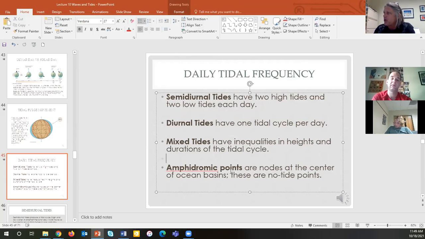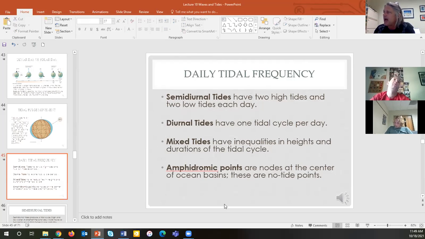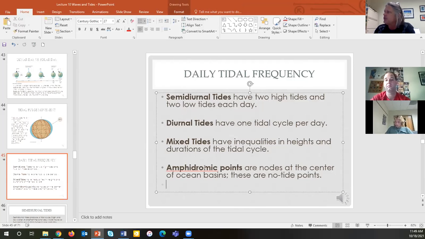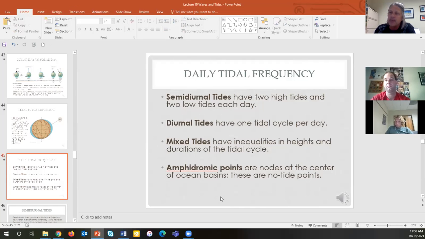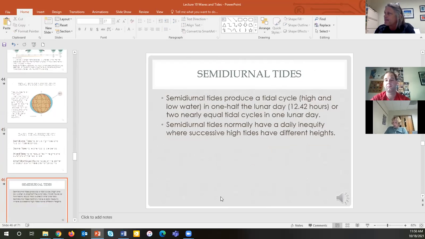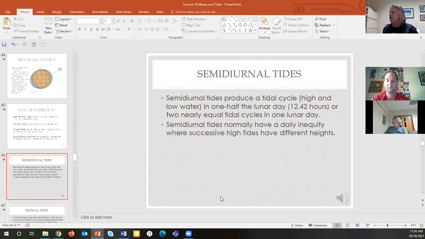The amphidromic point is the pivot point for tides in the center of ocean basins, so there's no tides present. We don't get any of those near shore. That's out toward the basin center. So we'll start off with semi-diurnal. 12 hours, 25 minutes. 2 highs, 2 lows each day.